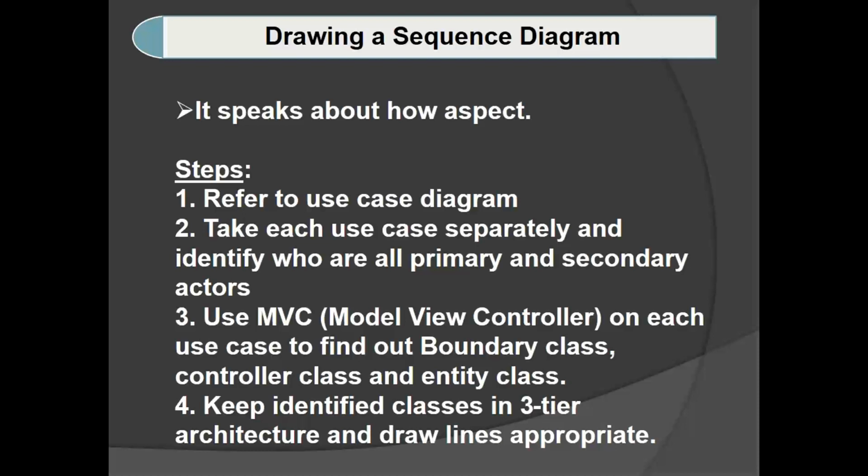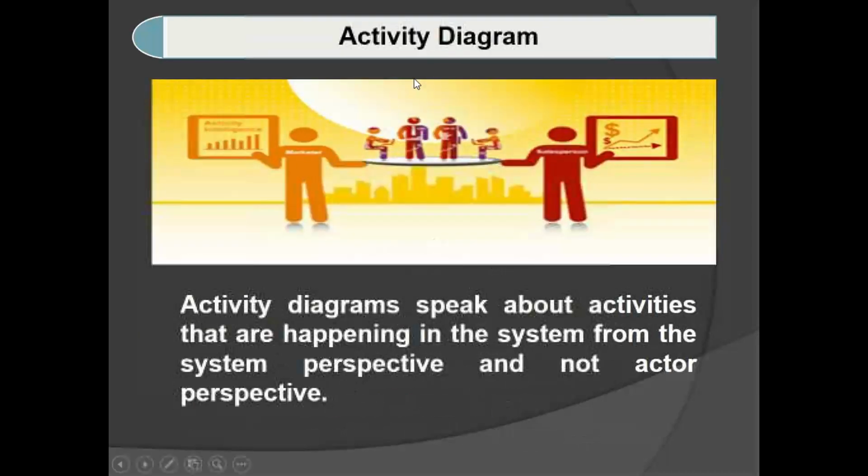Next comes activity diagrams. Activity diagrams speak about the activities that are happening in the system from the system perspective, not from the actor's perspective. That means within the system, whatever activities are taking place from the system perspective, not from the actor's perspective. That is the activity diagram.